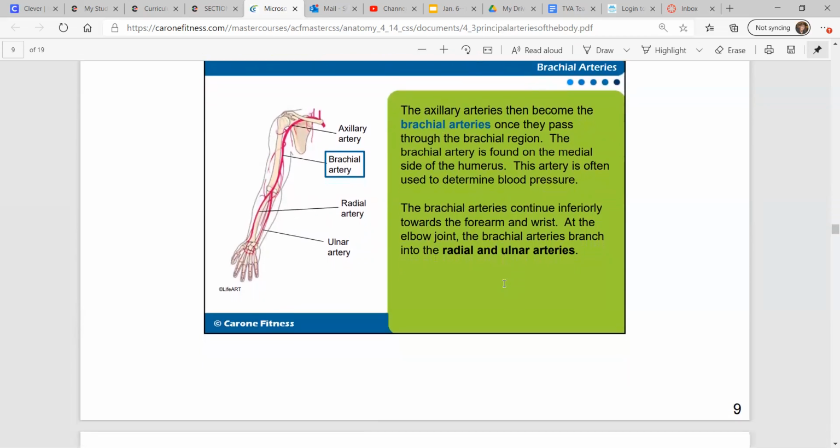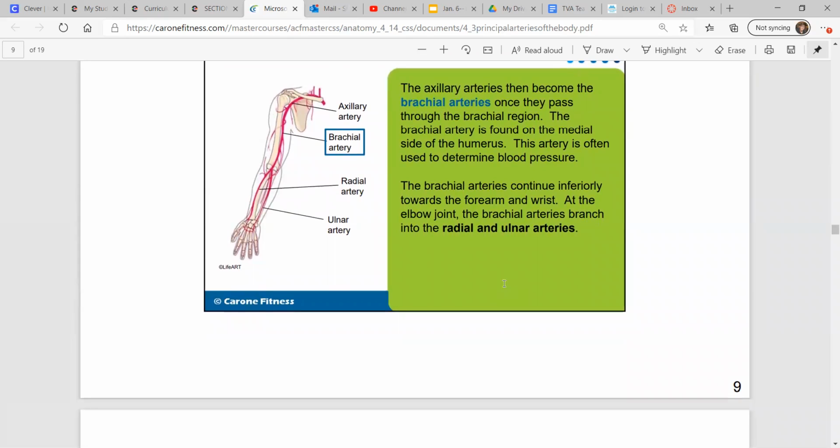Fun fact. The brachial arteries continue inferiorly toward the forearm and wrist. At the elbow joint here, the brachial arteries branch into the radial and the ulnar artery. So it's all one until we hit that elbow joint and then it splits up.